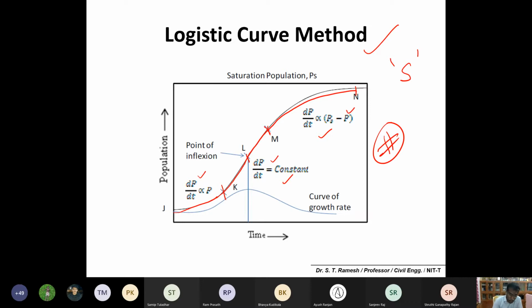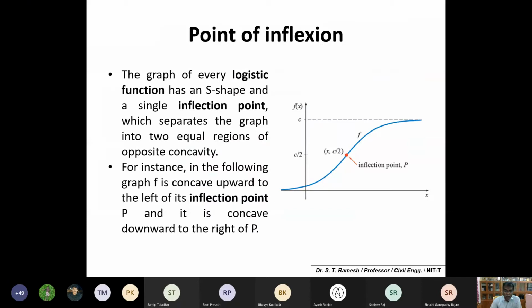Yes, the point L is called the point of inflection. Please make a note on point of inflection. The total S curve can be divided into two parts, one concave and another convex. One middle point will divide the curve into two different portions, which you can remember simply as the point of inflection. The inflection point is the middle, which divides the total S curve into two different parts.